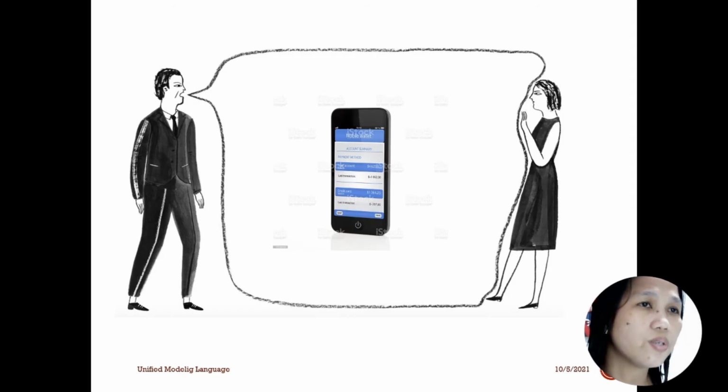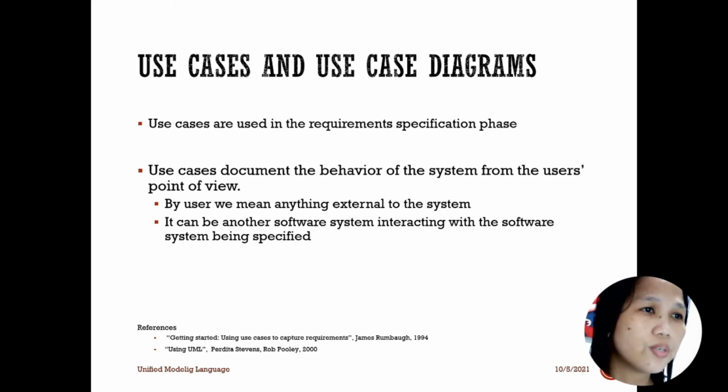So let's start with the use case diagram. So here in our image, the moment that we are explaining how a system program works, we are trying to explain to our client, it's really quite confusing how we can let our client understand the flow of a certain application. So the suggestion for this is we can use the use case diagram. Use case and use case diagram are used in the requirement specification phase. Use case documents the behavior of the system from the user point of view.